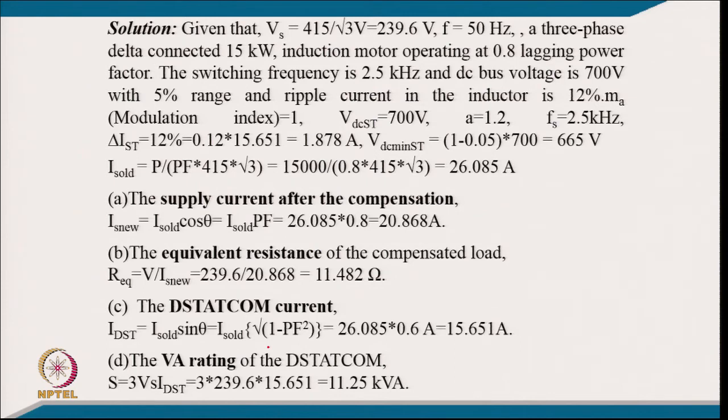So, coming to the solution, given that Vs equal to 415 by root 3, per phase voltage 239.6, frequency 50 hertz, a 3 phase delta connected 15 kilowatt induction motor operating at 0.8 lagging power factor, the switching frequency 2.5 kilohertz and DC bus voltage is 700 volt with a 5% range and ripple current in the inductor is 12%, modulation index is 1 and VDC of STATCOM is 700 volt, a equal to 1.2 and frequency of switching 2.5 kilohertz. So, we can calculate the ripple current, I mean 12%, that is 0.12 into the current of the DSTATCOM.